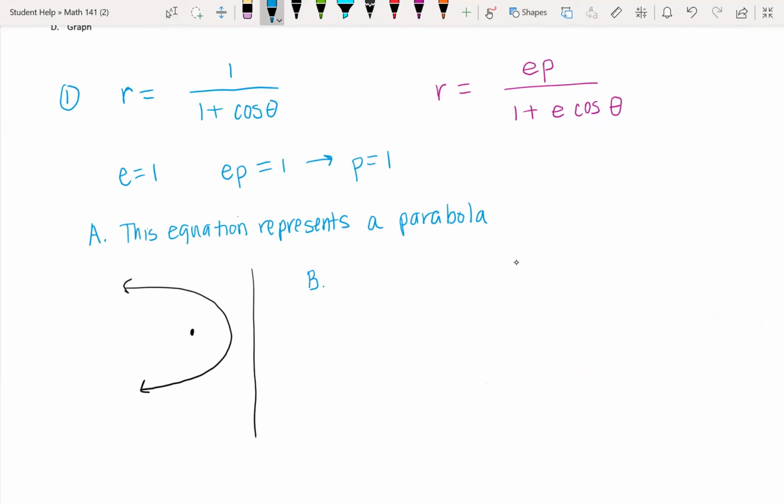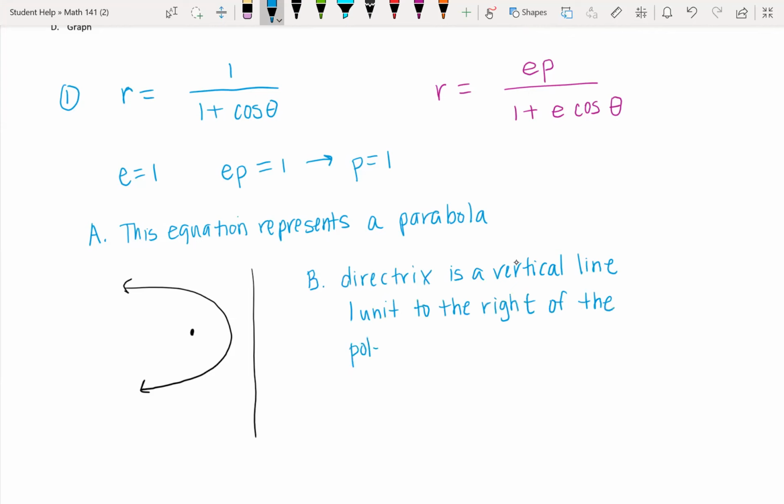Question B was asking us where the directrix was. The directrix is a vertical line, and it's going to be 1 unit to the right of what in your book is called the pole, or we know it as the focus point.